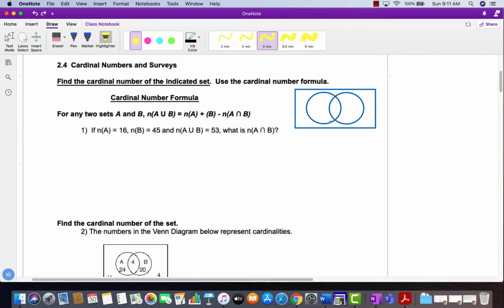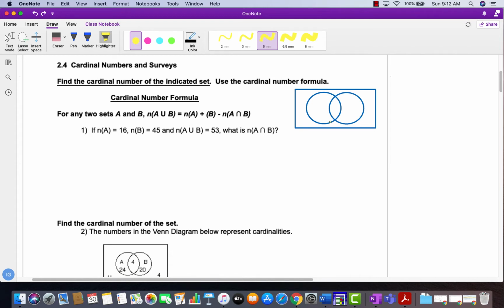Okay, this is section 2.4, cardinal numbers and surveys. Out of the whole chapter, this is our last section, and I believe that this section is the fun section, okay? So hopefully you think the same thing after we all go over and finish this section. All right, we're going to start by finding the cardinal number of an indicated set.